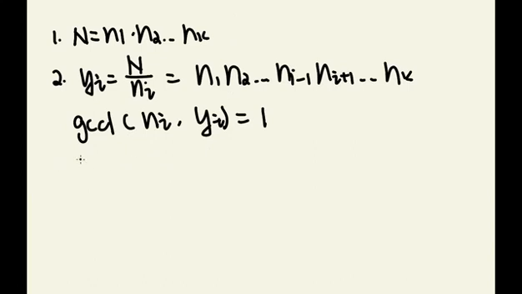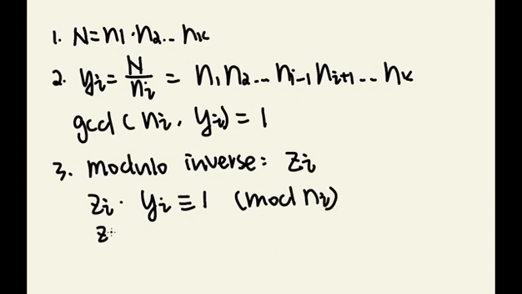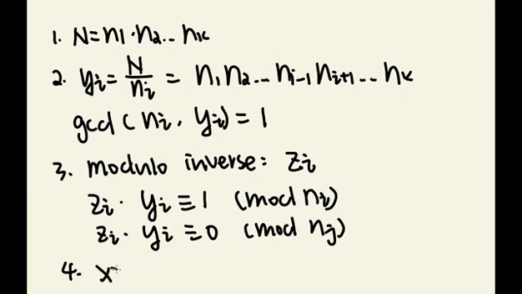Because ni and yi are coprime, we're able to find the modulo inverse of yi mod ni, and we name the inverse zi. As per definition of a modulo inverse, zi times yi is congruent to 1 mod ni. It also follows that zi times yi is congruent to 0 mod nj, where j does not equal i. This is because yi contains all the little n's in capital N except for ni, so each of these nj's can all divide yi and its product with zi. Lastly, we find a product of ai, yi, and zi for all the i's and compute their sum. This sum is the solution to the congruent system.